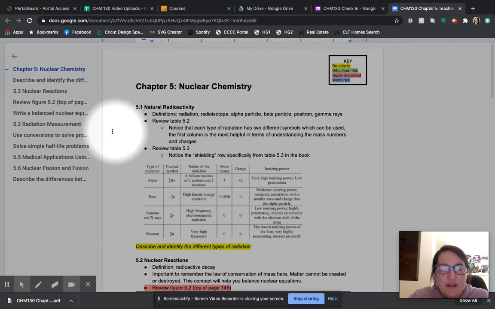So Section 5.1 starts out explaining what radiation is and the different types of radiation. There's alpha particle, beta particle, positron, and gamma rays. You're going to learn about all four of those.